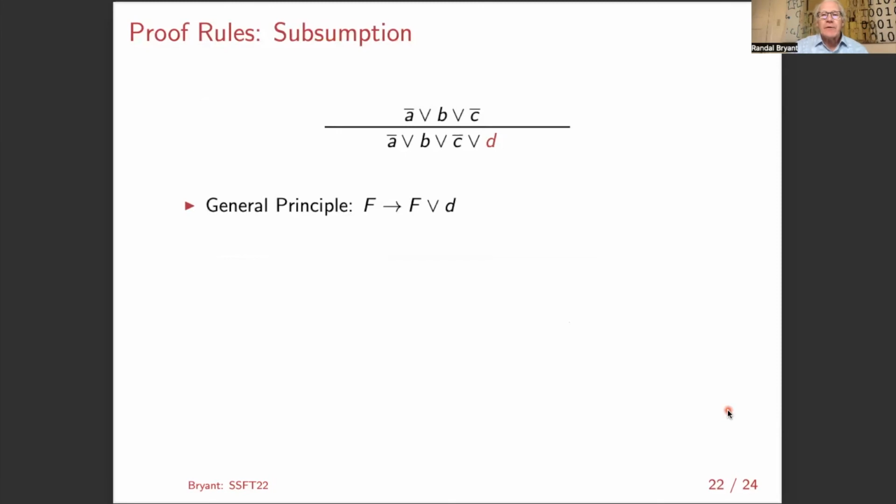A final rule that's sort of implied or overlooked is subsumption, which is just a statement that if I prove something F and I allow more possibilities like disjunction with D, well, that result still holds.